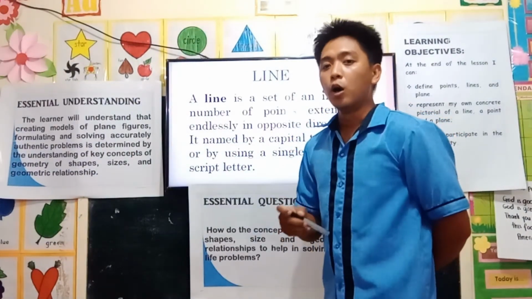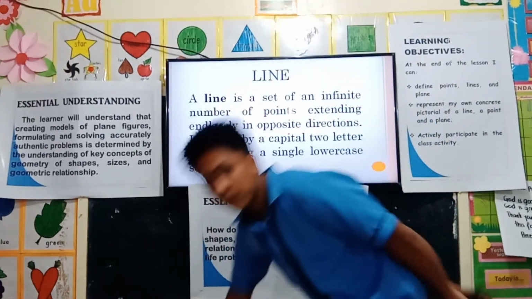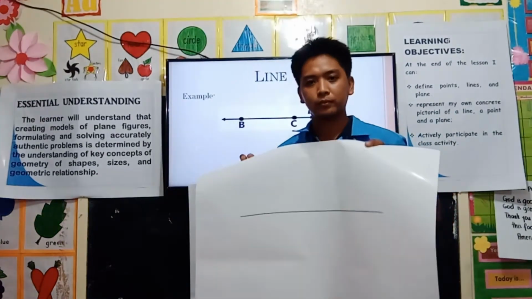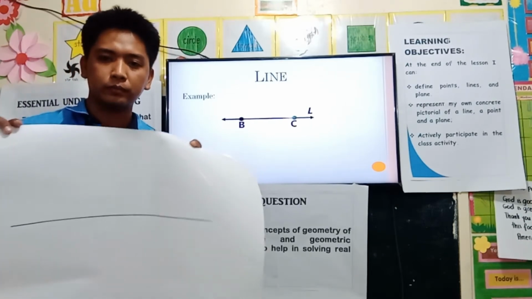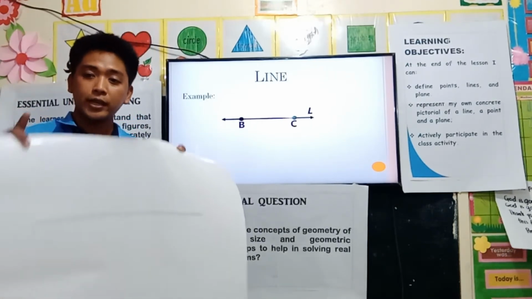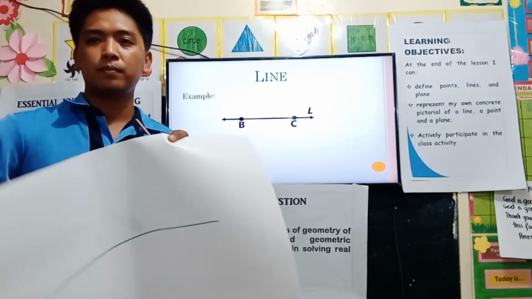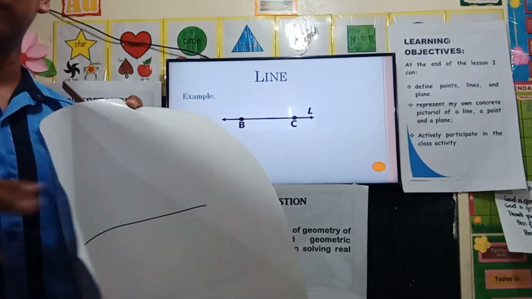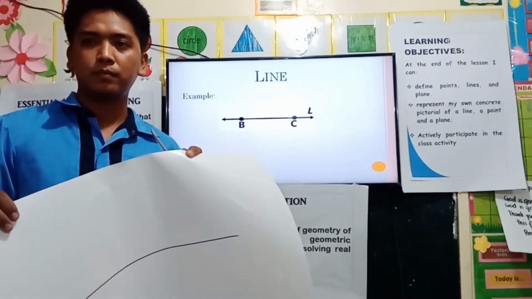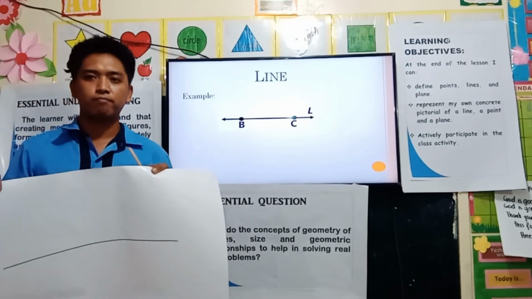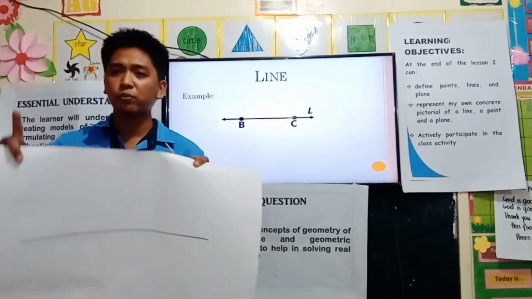Let's proceed to a line. Who can illustrate a line? Thank you. Okay. What did you observe in the illustration? Yes? Yes, it is a straight path. Thank you for sharing ideas. What else? Yes, it can be extended in the opposite direction. Very good, class. Thank you for your idea.